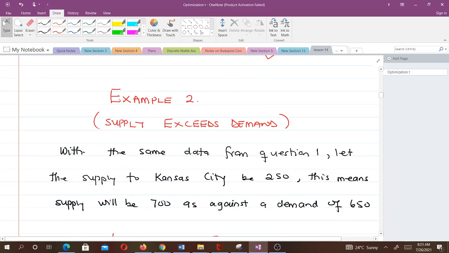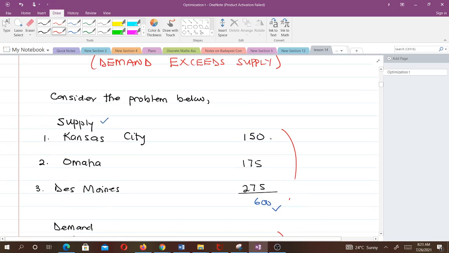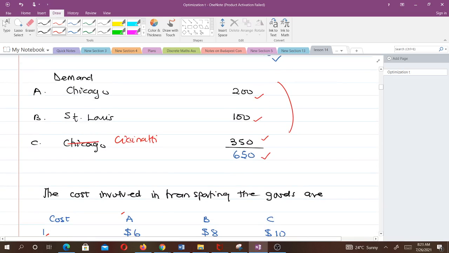So example 2: what if supply exceeds demand? We are going to use the same data from question 1. Now let the supply to Kansas City be 250 instead of the 150. If you do that, the supply is going to be 700, which exceeds demand, which is 650.